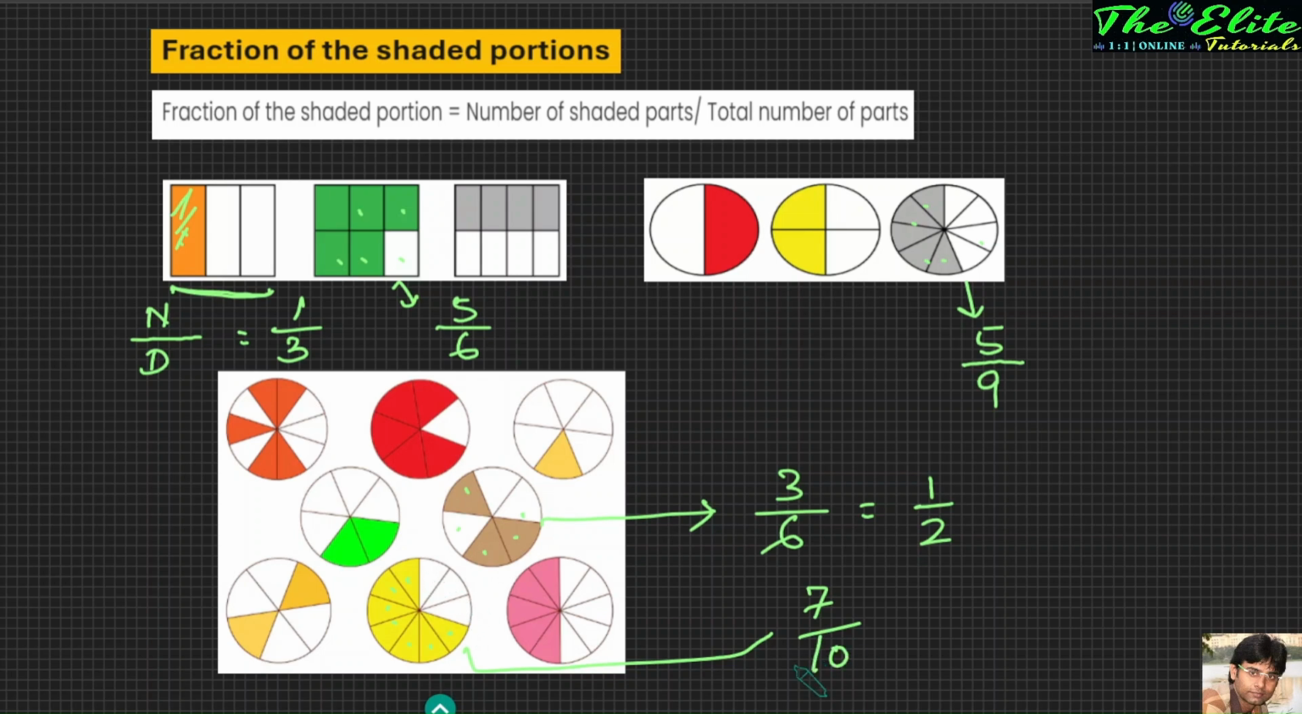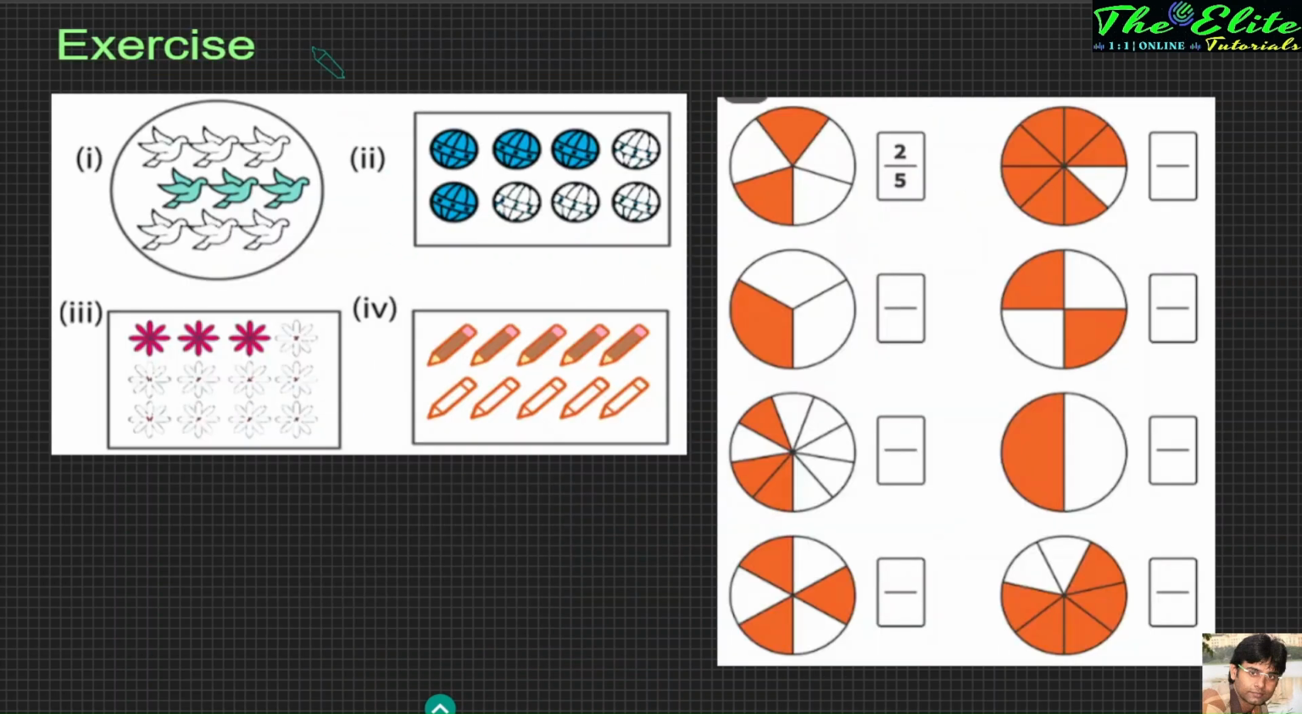So this whole circle is being divided into 10 equal parts. That is why 10 is written in the denominator, and only 7 parts are shaded, so 7 will be written in the numerator. And the rule of writing this is like that: the fraction of the shaded portion will be equal to the number of the shaded parts on the numerator side and the total number of parts on the denominator side.